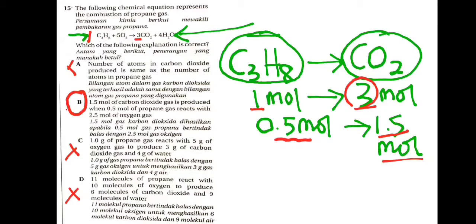B, 1.5 mole of carbon dioxide gas is produced when 0.5 mole of propane gas reacts with 2.5 mole of oxygen gas. Okay, so oxygen gas dia pun separuh. Di sini ada 5, kalau kita bahagi 2 dia pun 2.5 mole sahaja. Okay, so the answer is B.